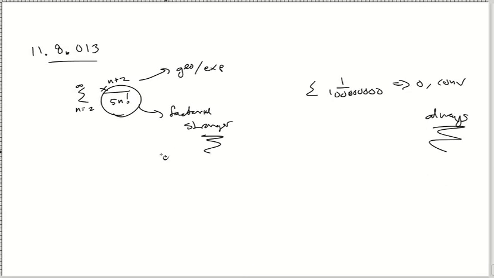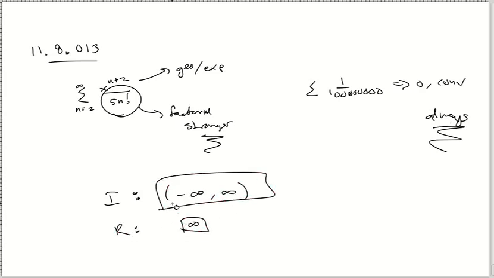So my interval then, for always converging, is going to be negative infinity to positive infinity. And my radius then is going to be infinity. This is literally what you're typing into the answer boxes on WebAssign.